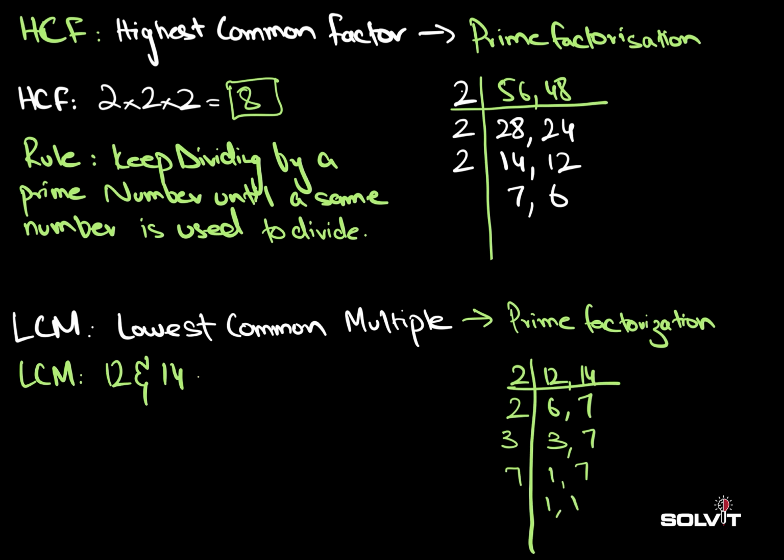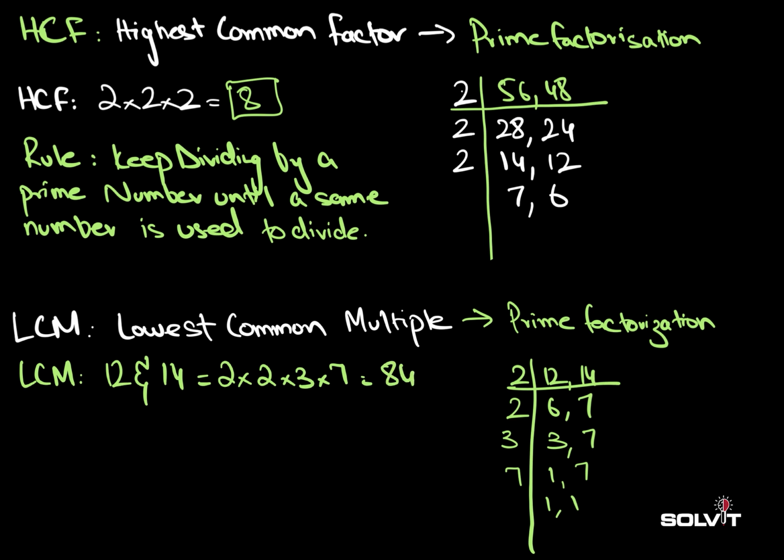So what will it become? It will become the prime factors, the LCM would become 2 into 2 into 3 into 7. So the LCM of 12 and 14 will become what? 2 fours are 4, 4 threes are 12, 12 sevens are 84, so 84.